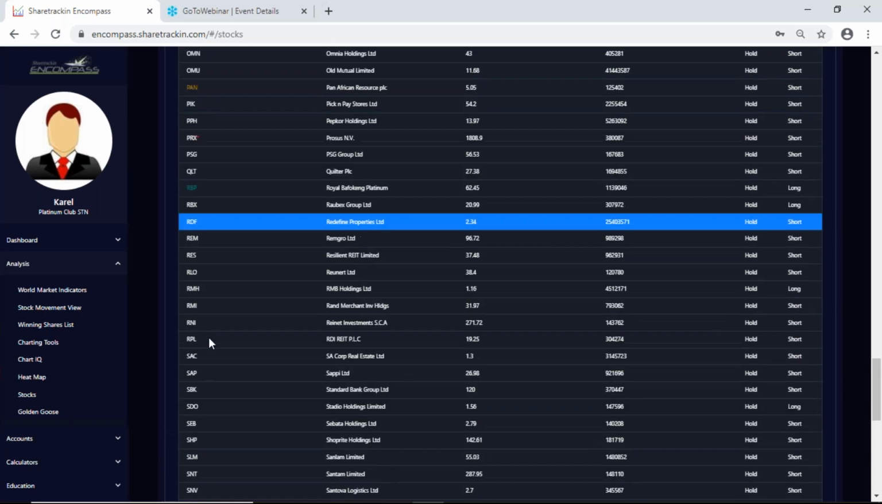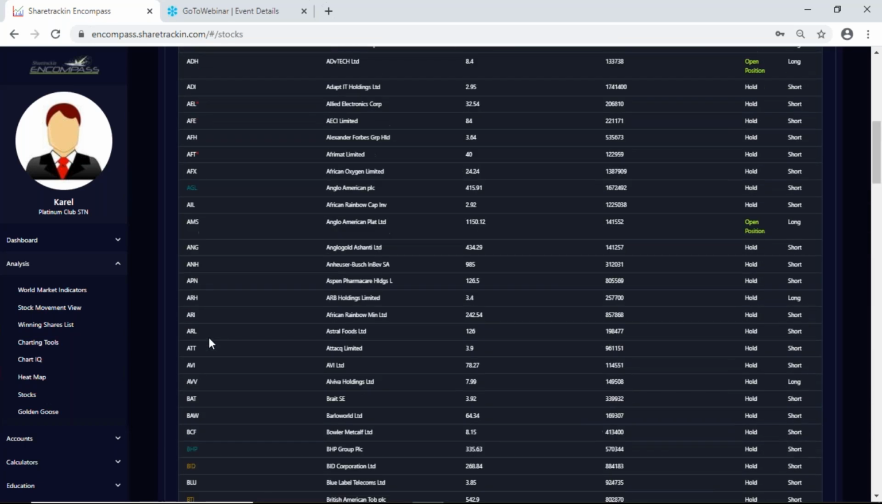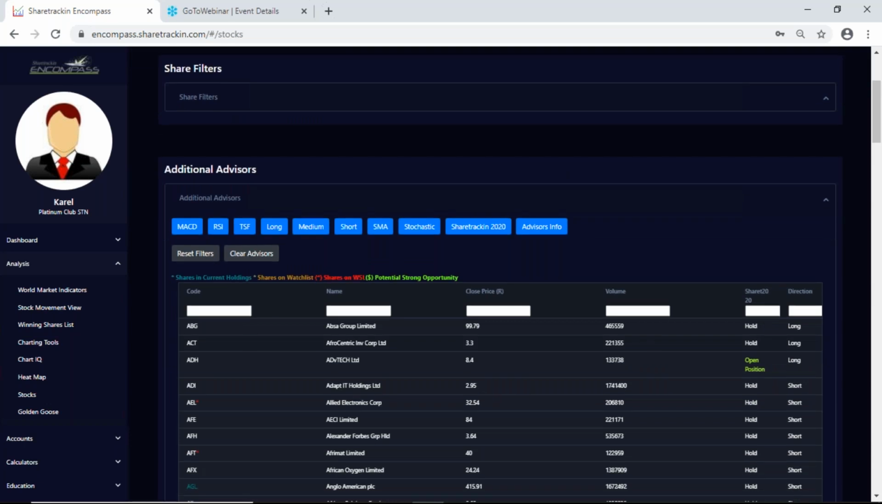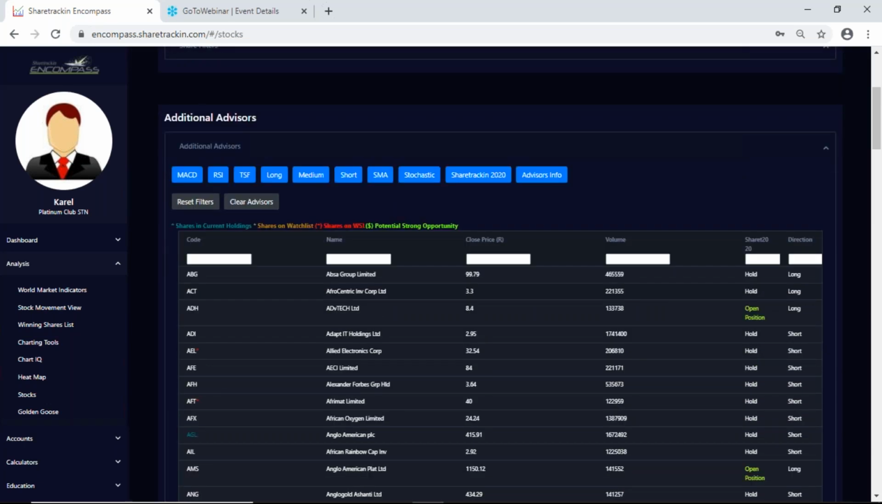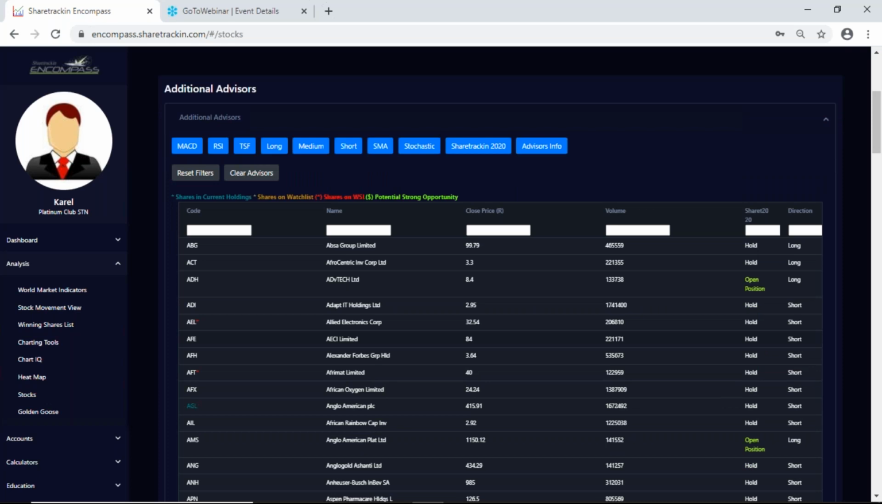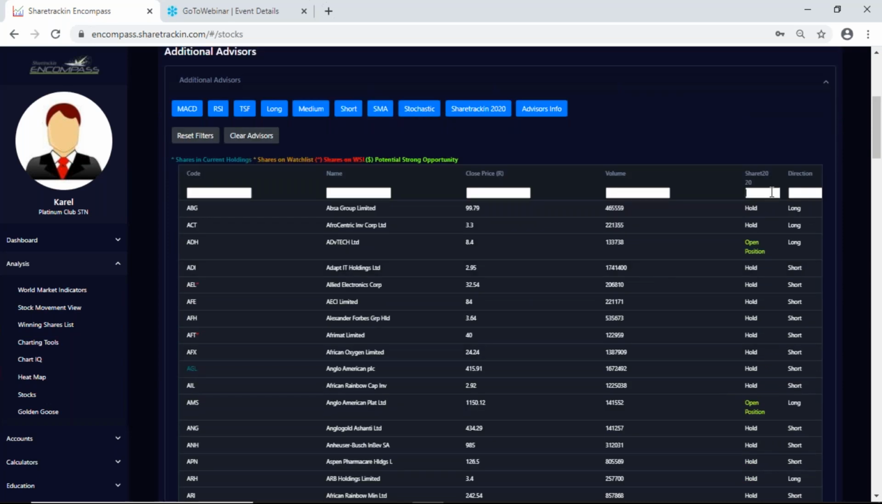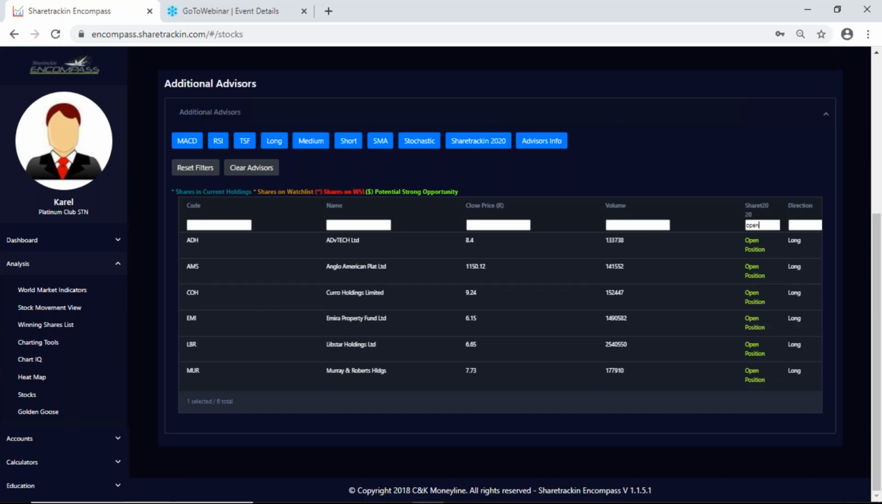But as you can see right now, there's not a share that has a potential strong opportunity. Underneath my share T2020, I want shares that I can buy now. So I'm going to say open. It will filter out all the shares that you can buy right now. Remember, even though the refined advisor tells you you can go and buy the share, you must always remember to go and do your analysis also on your graphs.